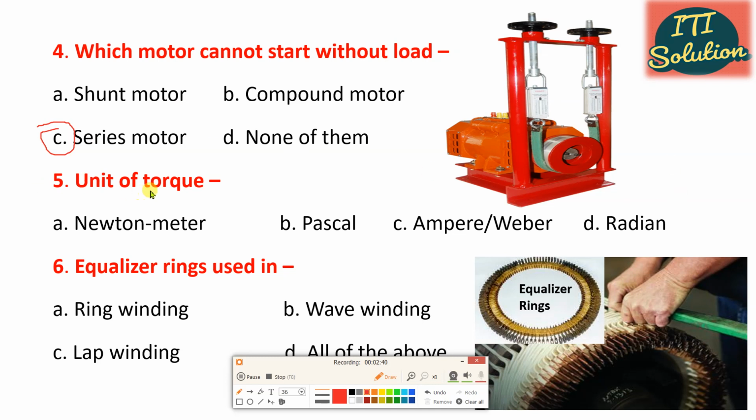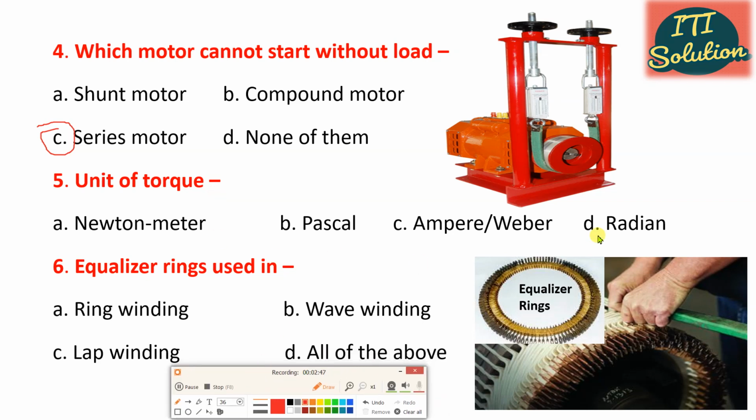Next question, unit of torque. Option A Newton meter, option B Pascal, option C ampere per Weber, and option D radian. And the correct answer is Newton meter. Because we know torque equals force multiplied by distance, and the unit of force is Newton and distance is measured in meters. So torque is measured in Newton meter, and Pascal is the unit of pressure.